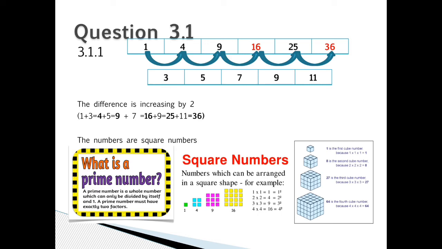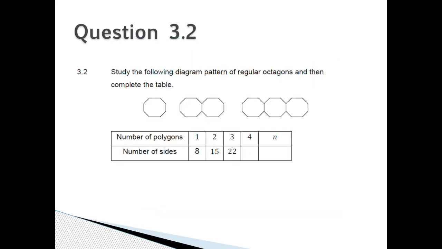What is a square number? It's numbers which can be arranged in a square shape. For example, 1, 4, 9, 16. What is a cube number? 1 is the first number in your cube numbers. It's numbers which can be arranged in the shape of a cube. The next is 8, the next is 27, the next is 64. In our question, the missing numbers are 16 and 36. These are square numbers.